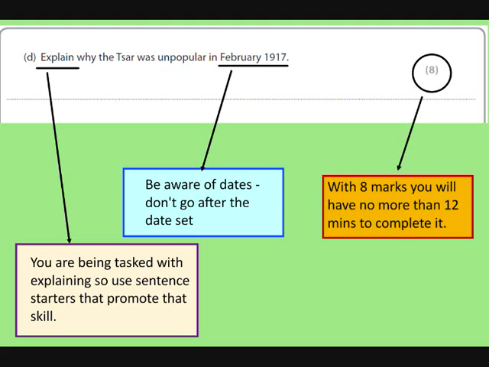Be aware of the dates. Here we see February 1917 being established, so we can't go after that time period. We need to understand we're talking about the February Revolution of 1917, and understanding why the Tsar was unpopular before then. You've got 8 marks available for this question. With the time, that means you've got 12 minutes to complete it, which means you're allowed 2 substantial paragraphs or 3 short paragraphs.